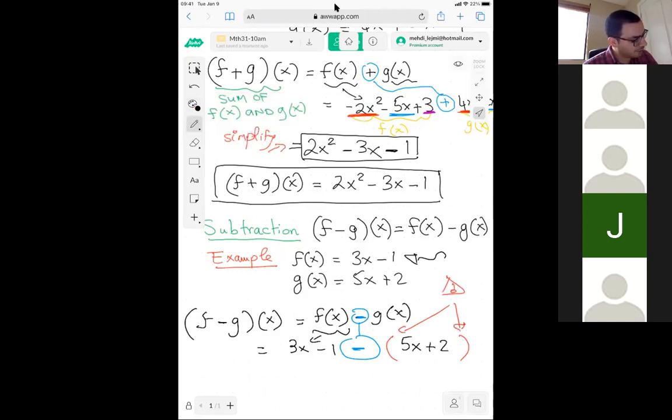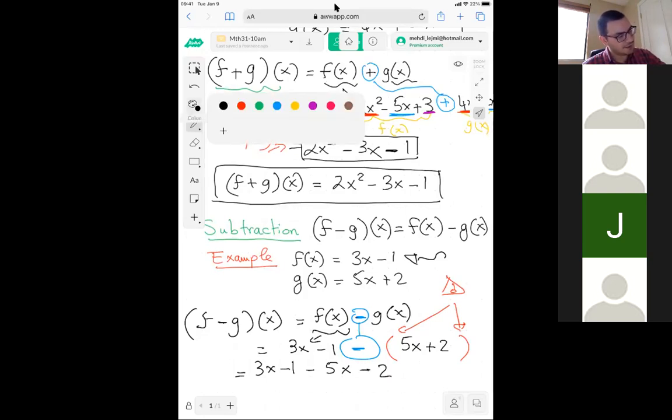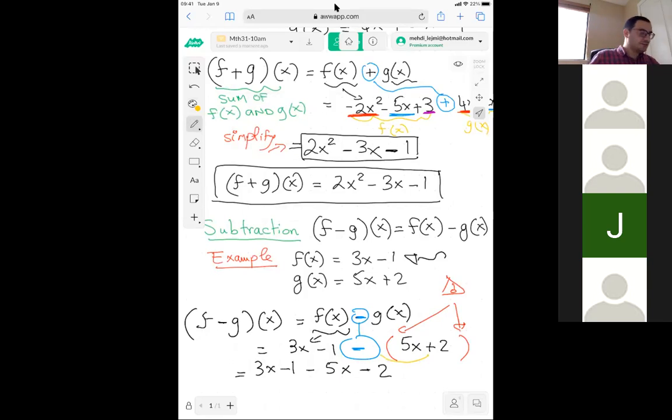So now I'm going to distribute the sign: 3x minus 1 minus 5x, and it's not plus 2, it's minus 2. Negative times positive would be negative, so it's minus 2 here, because I distribute the sign. So you see parentheses are important, guys. Otherwise, instead of minus 2, we're going to end up with a plus 2. Just be careful.